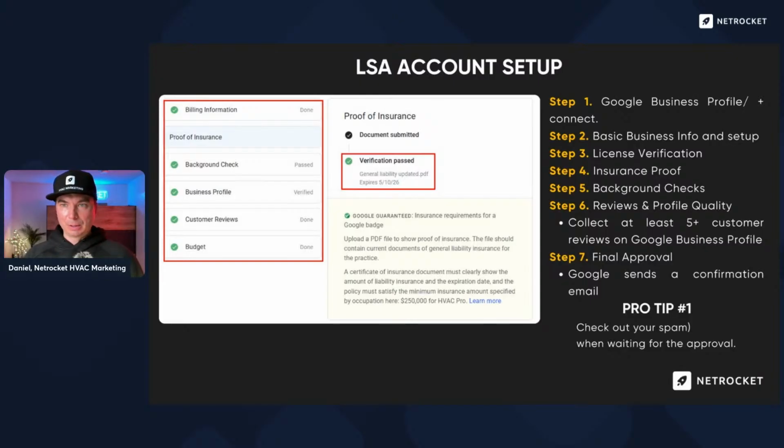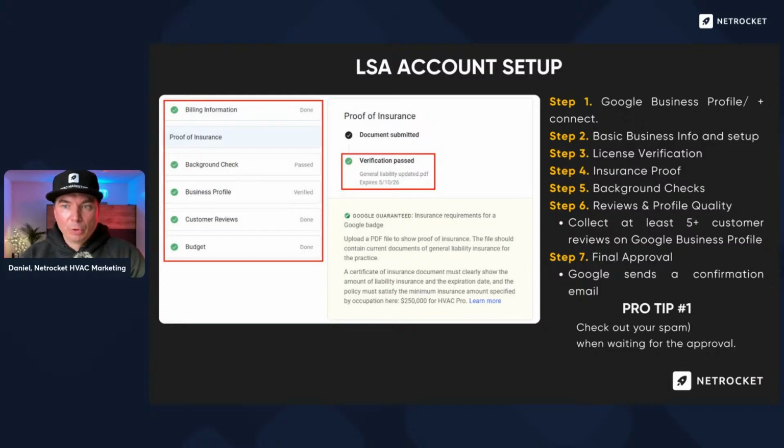So the basic thing is that you have to have the Google business profile, and you need to connect it. And you need to input the basic business info and then pass the license verification. So you have to have a license for HVAC, and then they make sure that you have insurance. So it's an insurance proof, the background check.